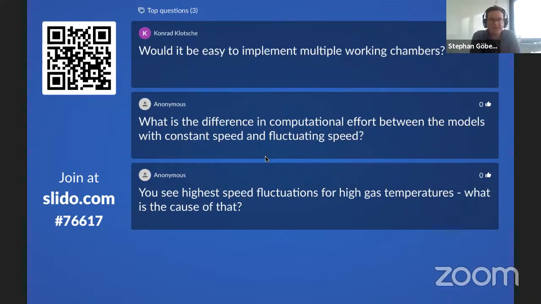Yes, thanks for the question. Yeah, the word easy is always a big word. If you are good in Modelica, it should be possible, but it was not the focus of this work. So we are not going this way because for us it's only important how the different refrigerants react in the compression chamber and not multiple chambers.